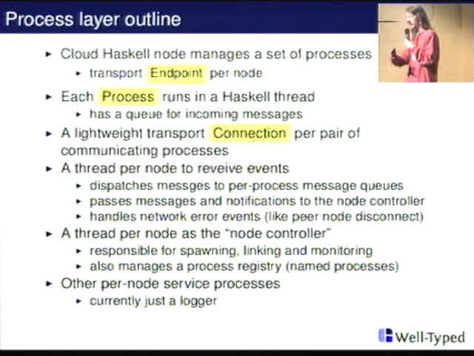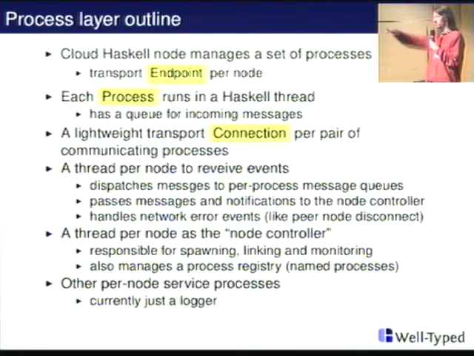Each lightweight process uses a simple Haskell lightweight thread, and it has a queue for incoming messages. There is one of these lightweight connections per pair of processes that are talking to each other. So every time a new process talks to another process on a different node, it makes a new lightweight connection, and that's very, very cheap. There's one thread per node to receive all these incoming events, messages, error events, that sort of stuff. And there's also another thread on each node that is the node controller, which deals with the Cloud Haskell Erlang notion of linking and monitoring and spawning. It provides all those services. And there's also one other service for doing logging.